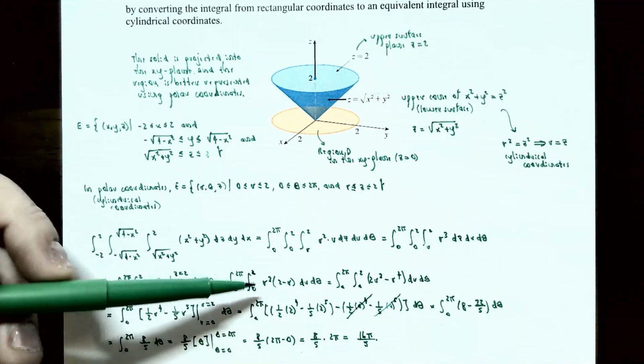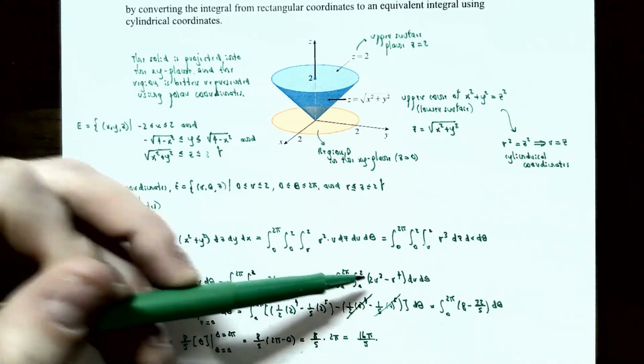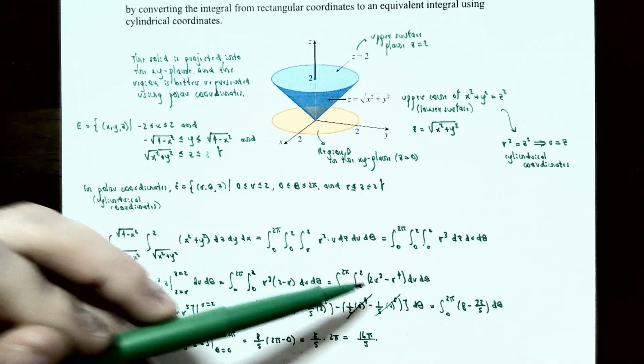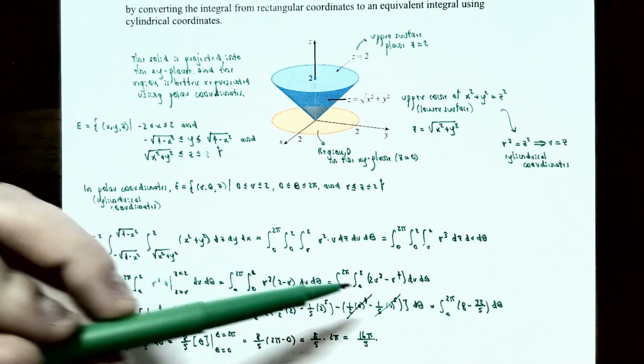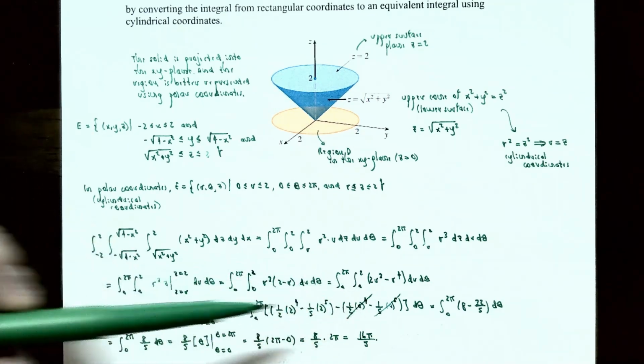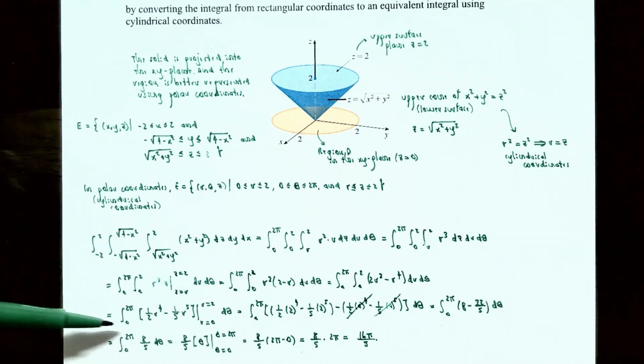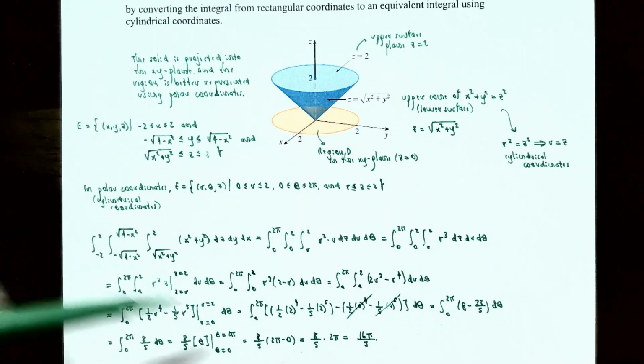So you'll have 2r cubed subtract r to the fourth as the integrand. Integrate with respect to r, you'll have the antiderivative 1/2 r to the fourth for the first term minus 1/5 r to the fifth for the second term. Evaluate the antiderivative at the values r equals 2 for the upper limit and r equals 0 for the lower limit. Keep the outside integral between 0 and 2 pi. Those are the values for theta, after you integrate with respect to theta.